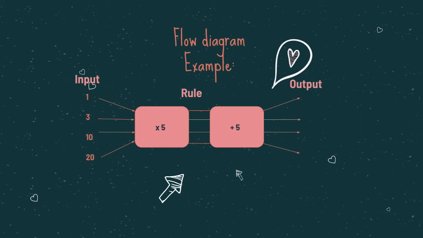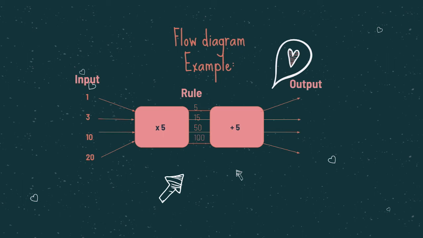The next example. We have 1 and we need to times it by 5 and then add 5. So 1 times 5 is 5. 3 times 5 is 15. 10 times 5 is 50. 20 times 5 is 100.